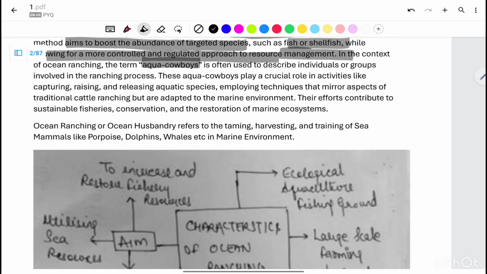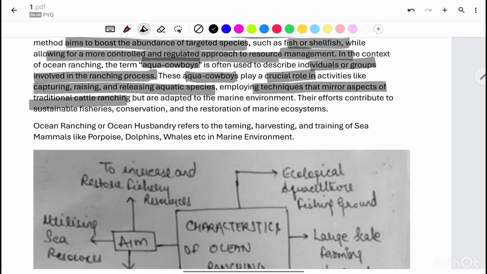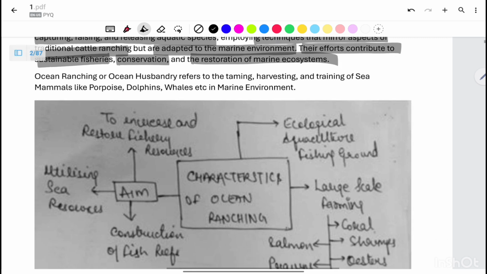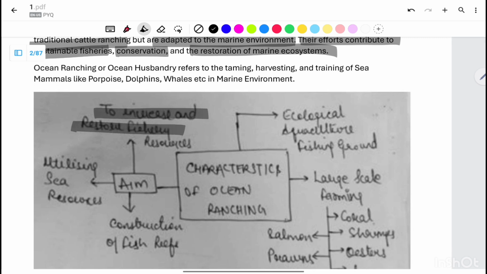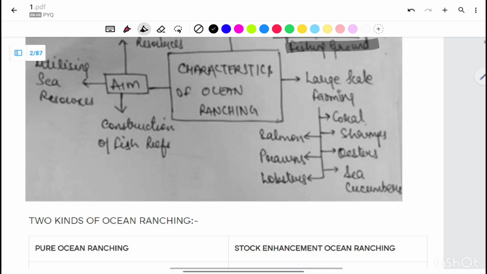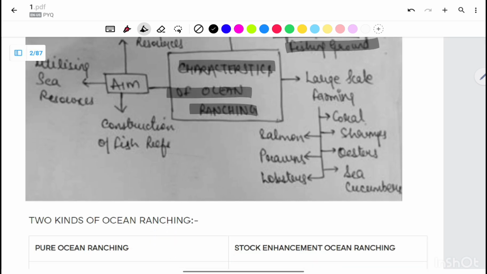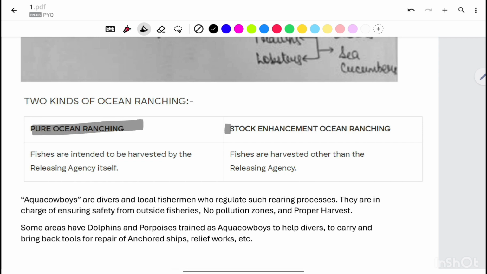Aqua cowboys are the individuals who are involved in the rearing and ranching process. They play a crucial role in activities like capturing, raising, and releasing aquatic species, employing techniques that mirror aspects of traditional cattle ranching but are adapted to the marine environment. Their efforts contribute to sustainable fisheries, conservation, and the restoration of marine ecosystems, aiming at pure stock enhancement.